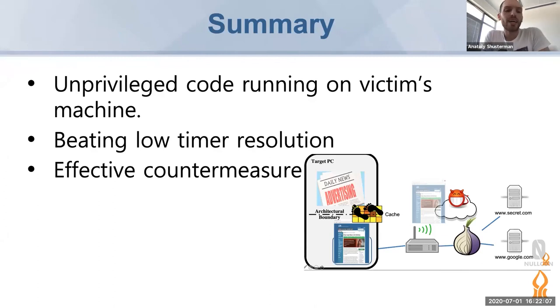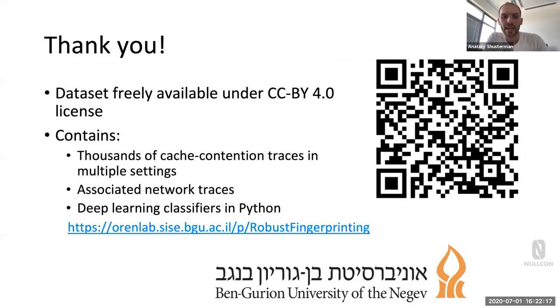So in summary, we had unprivileged code running on the victim's machine, beat the low timer resolution, and proposed an effective countermeasure. And the most important thing: all of the data, thousands of cache contention traces in a lot of settings, with the associated network traces, are freely available. Also the trained models in Python, so you can reproduce these results and use these cache contention vectors along with the network traces in your research, and have fun with the data. Thank you very much.